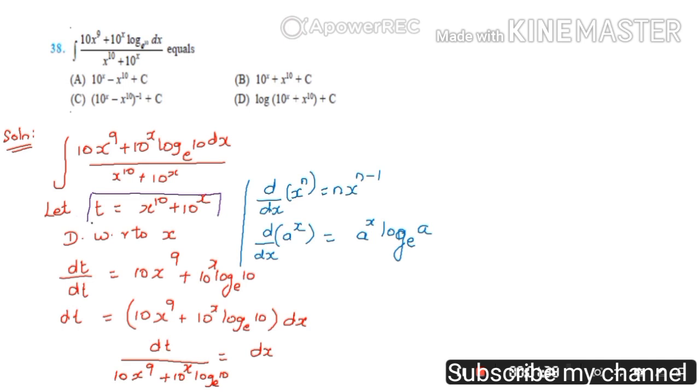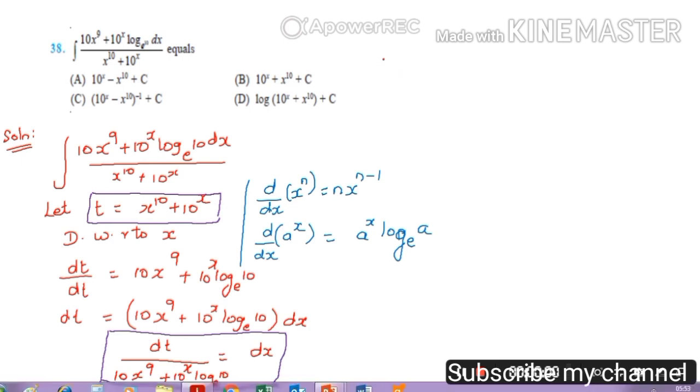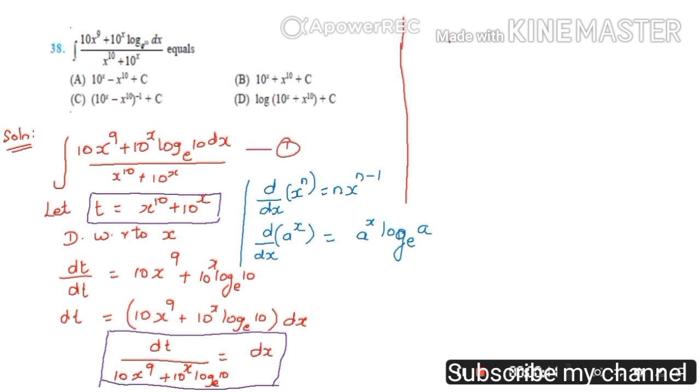So we highlight the t value and dx value. This is the t value and the dx value. I highlighted this. Now we are going to substitute the values of t and dx in the equation 1. So let me mark this as equation 1.